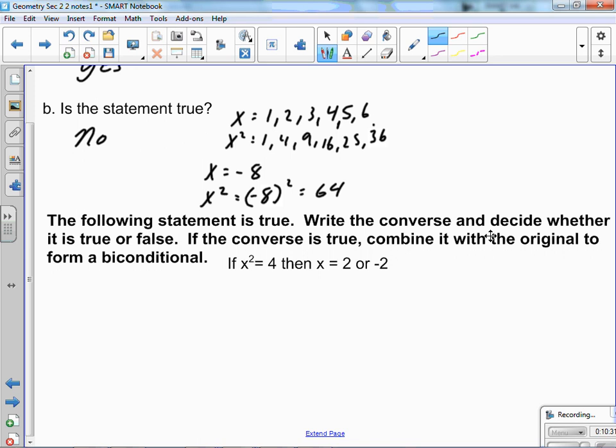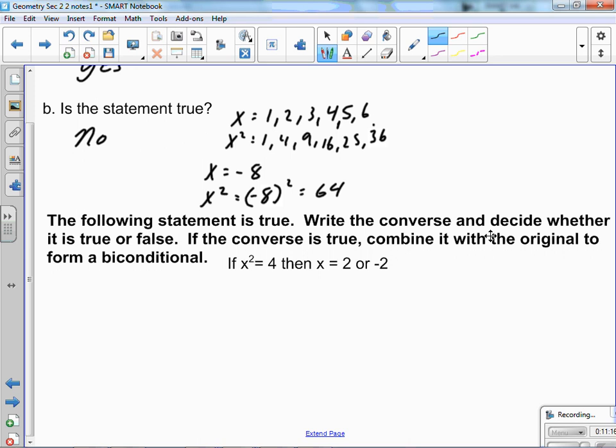Right, so the following statement is true. So they're telling us it's true to begin with, so we don't have to worry about true or false on this. And then it says write the converse and decide whether it is true or false. If the converse is true, combine it with the original to form a biconditional, right? So in order for making a biconditional, since it's supposed to be made up of the conditional and converse, we really want to make sure that both the conditional statement and converse are true. Otherwise, if one of them is false, when we make the new biconditional statement, then it's automatically going to be false because that conditional or converse were false.